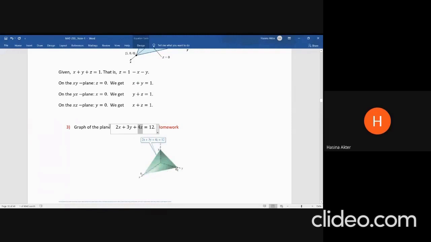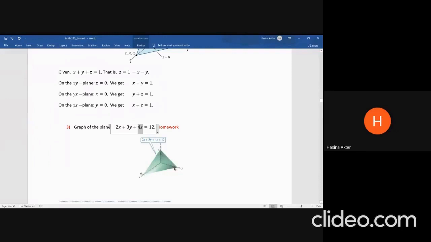Is that good to you now? Yes, miss. Similarly, this line is the intersection between the YZ plane and our given plane. And this line is the intersection between the XZ plane and our given plane.